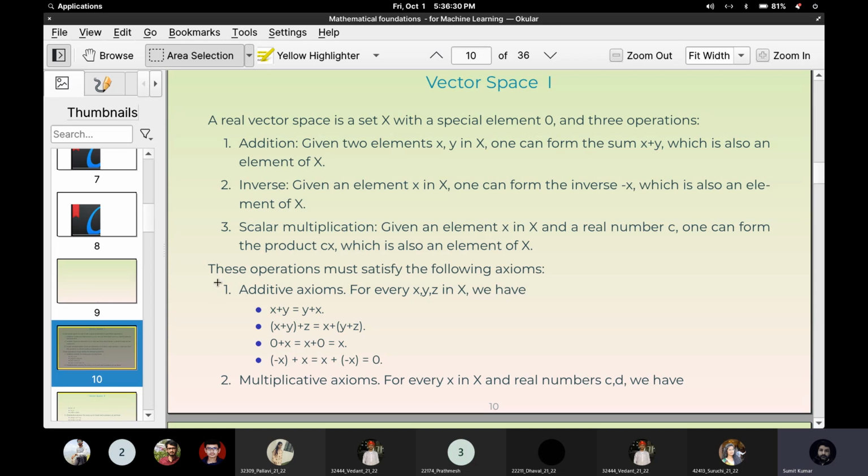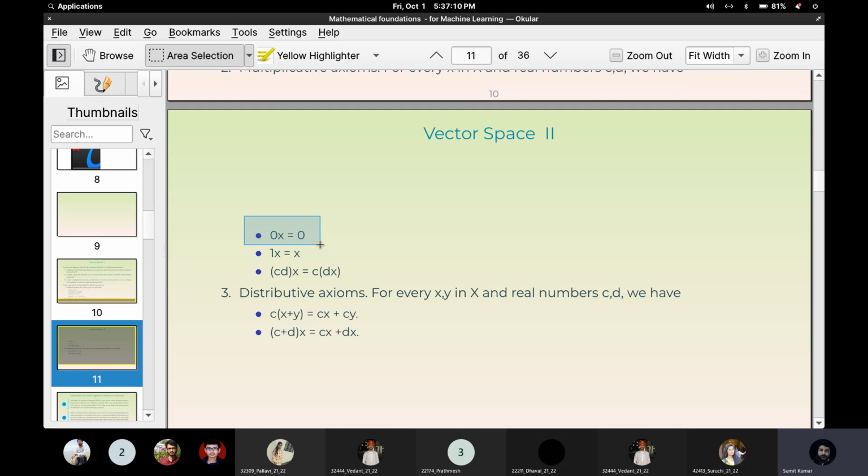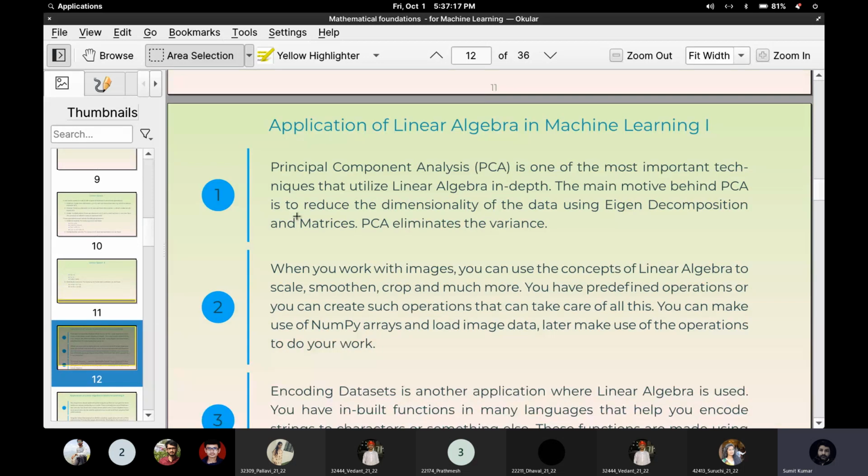But just to be sure, let me just tell you that there are additive axioms: for every x, y, z in capital X, where X is the set of vectors, we have x plus y is equal to y plus x, and x plus y plus z is equal to x plus y plus z. So there must be commutativity and associativity. First one is commutative, second is associative, third is existence of a null vector. So you must have a null vector 0. So there can be a function which is 0 everywhere. And then there must be a minus of x for x. And there are multiplicative axioms: 0 times x is equal to 0 and 1 times x is equal to x, so these are very simple things. And then distributive axiom. Okay.